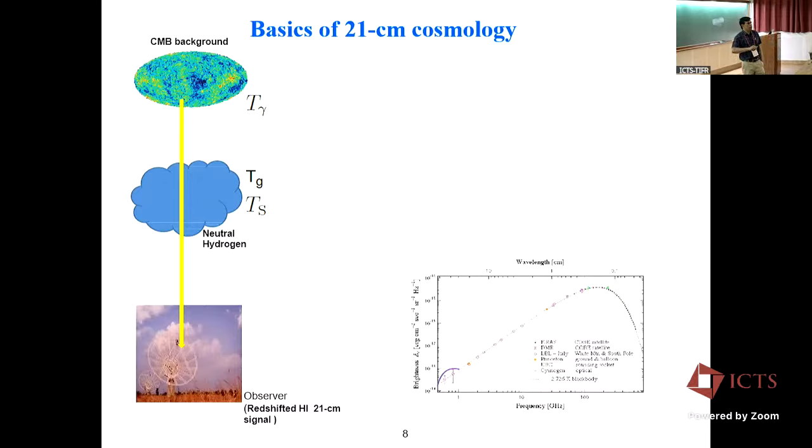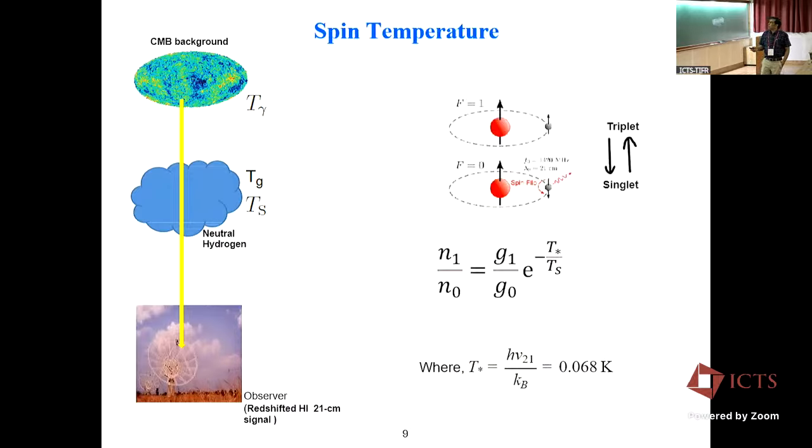So that is called differential brightness temperature. It's a difference between spin temperature and CMB temperature. If there is no HI, then it will be like the CMBR, right? Right. Now, what is spin temperature? I have already told you about spin temperature.